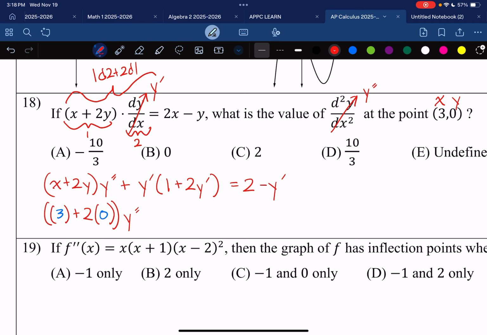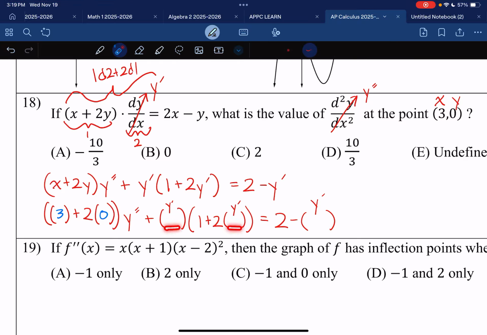Y double prime, the thing I'm trying to solve for, plus, this is going to be a problem, I'm going to leave an empty slot for now, but I'll leave a note that that's my y prime here. That's going to be times 1 plus 2 another empty slot, that's supposed to be my y prime there, is equal to 2 minus yet another empty slot that needs to be filled with my y prime. You'll notice that the only thing I really need to do is solve for my y prime.